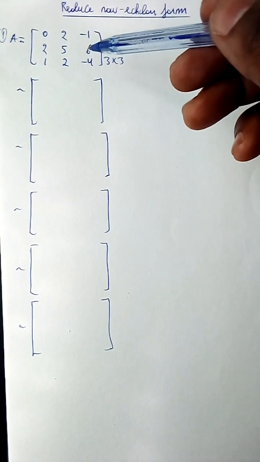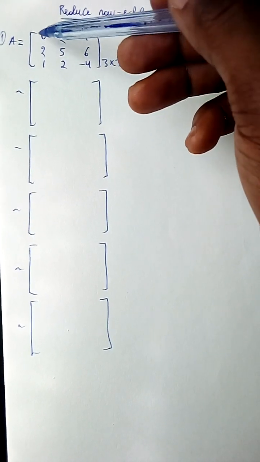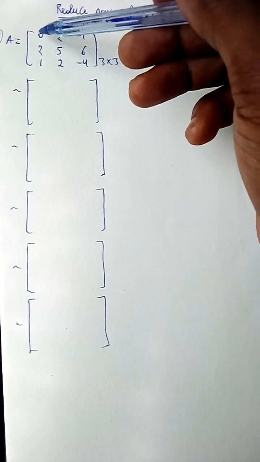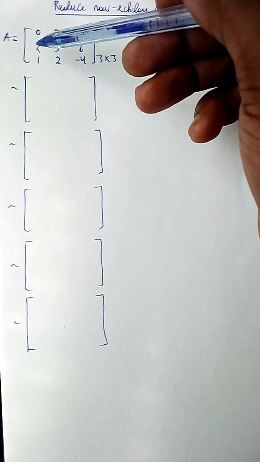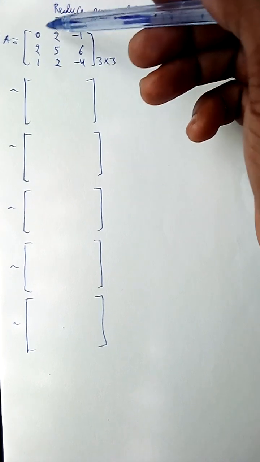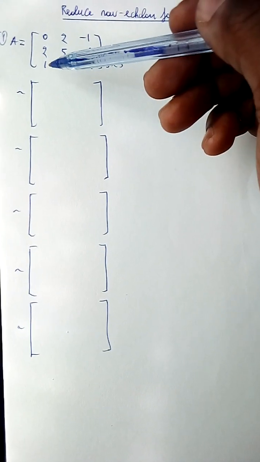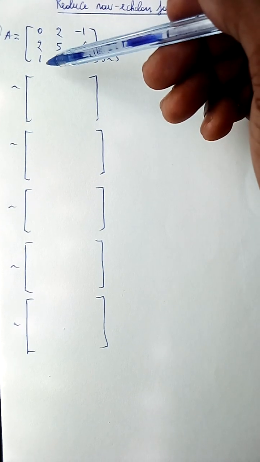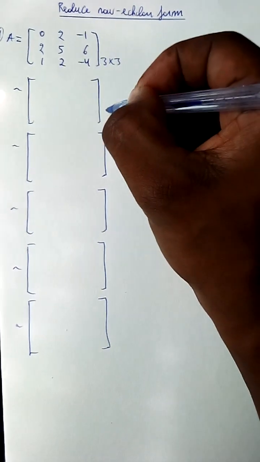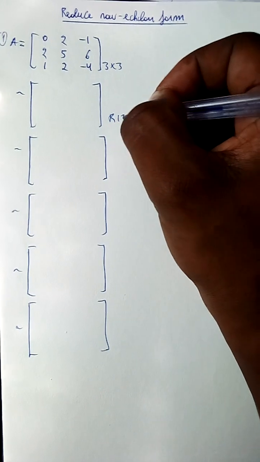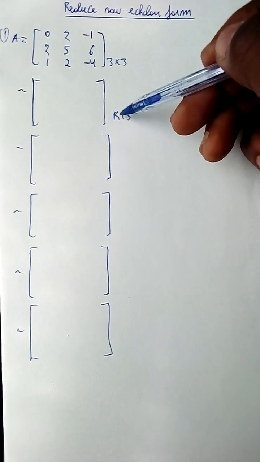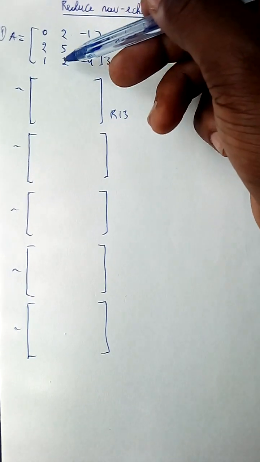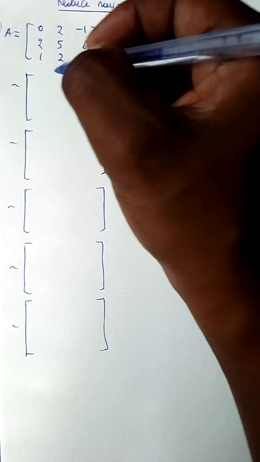For this question, we need to have a leading one here, which we are going to use to put 0 in the second row and the third row. So we are going to interchange. We interchange the first row with the third row. R1 means the first row and R3 means the third row. We interchange.